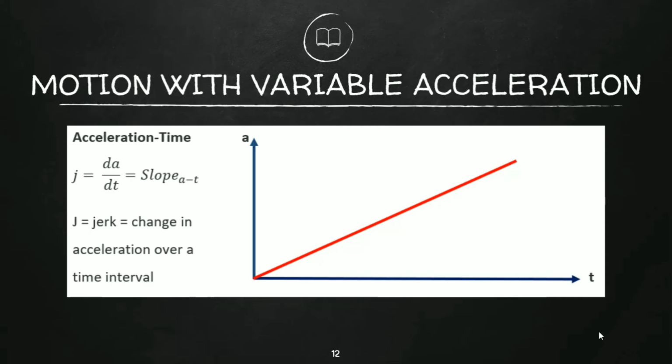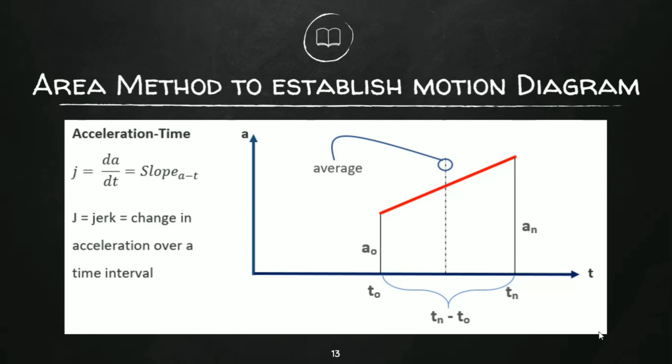Now let's try to solve motion curves, or find the motion diagram using area method. We have here acceleration time. Now take note, as we recall, that if you have your acceleration time graph or curve or equation, to find the velocity time graph, you will need to look for or differentiate with respect to time.